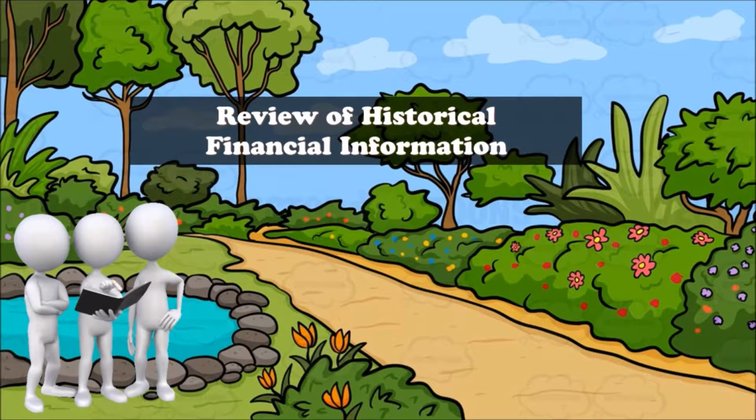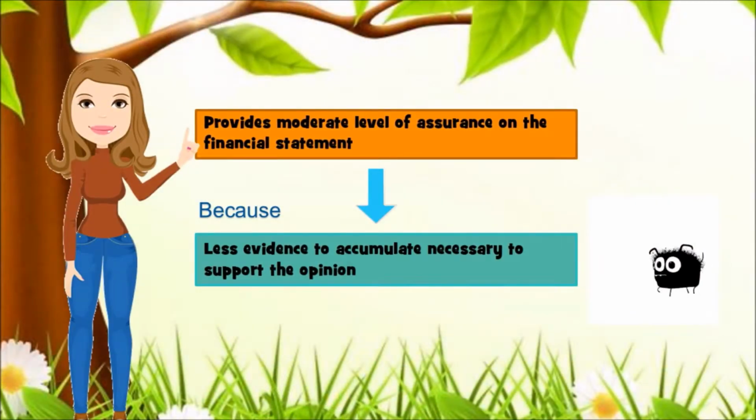The third category is review of historical financial information. Review of historical financial information provides a moderate level of assurance on the financial statements, as less evidence is necessary to accumulate to support the opinion.